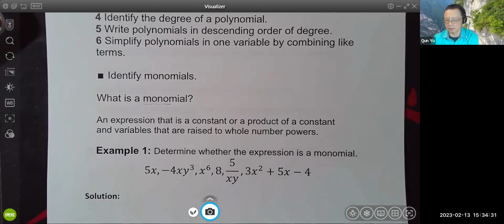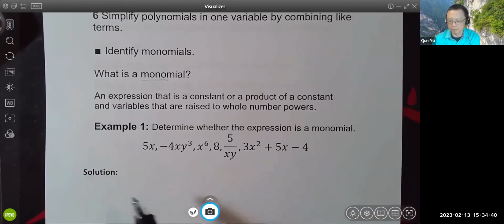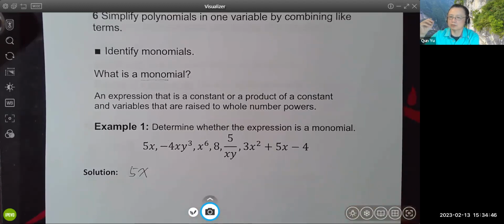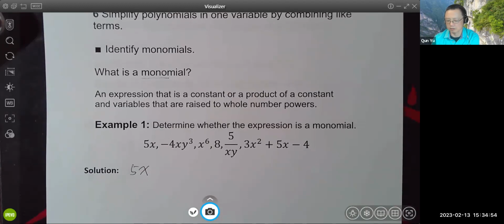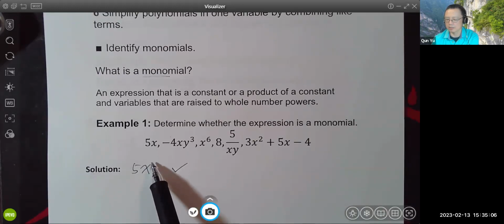So let's look at this example 1 to determine whether the given expressions are monomials or not, one by one. 5x: if it is a monomial, I'm going to use a check mark. If it is not, I'm going to use an x to indicate it is not a monomial. The first one, the answer is yes, because it's a product of a number or constant and a variable raised to a whole number power. Without any exponent, it means exactly positive 1. 1x is x, so we don't have to write that 1.